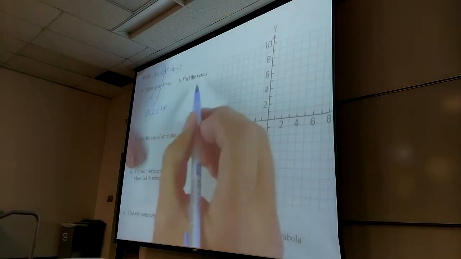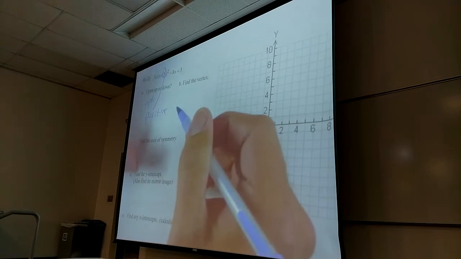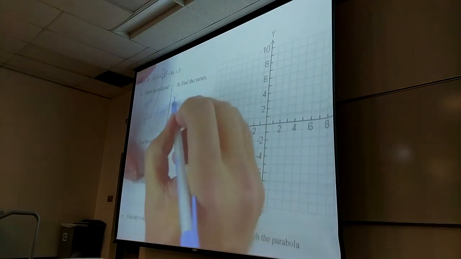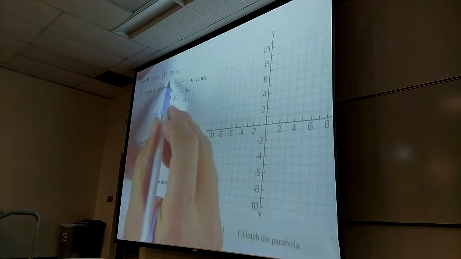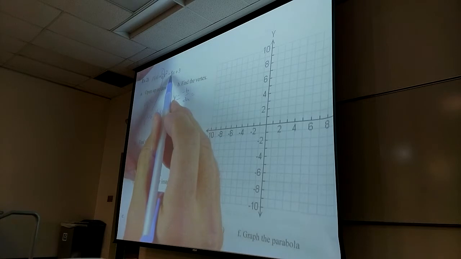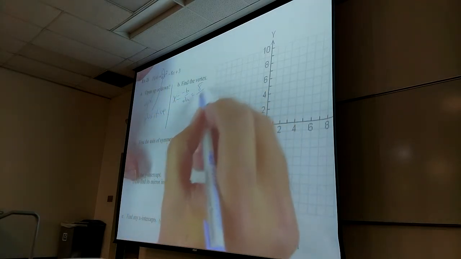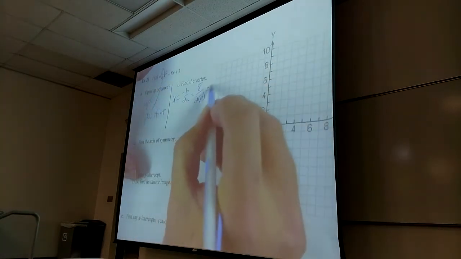How do I find the vertex without putting it into what they call vertex form? Yeah, the shortcut is the x piece is negative b over 2a. What's b? Negative 8, so it'll be negative negative 8, so it's 8 over twice a. So you get the x piece is 2.